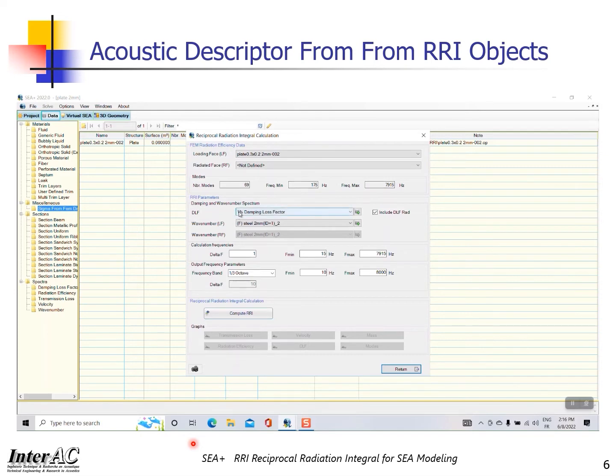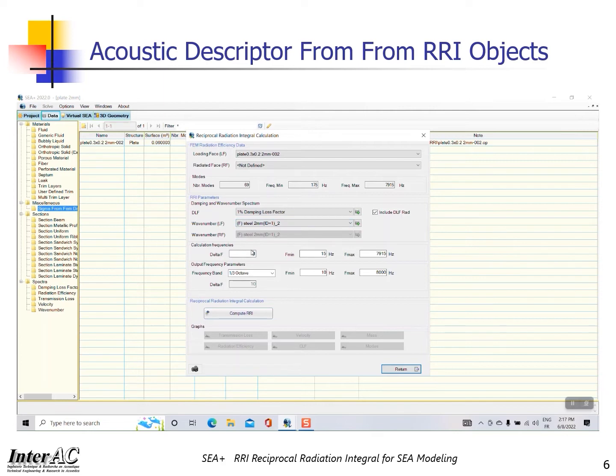The damping loss factor is a user-defined spectrum you can change here for calculating all resonant values that depend on damping, such as the velocity. This is the wave number of the panel. It is the analytical wave number. I will select it here because we need to compute the added fluid mass, and then for that we need this wave number that has been created from an equivalent analytical SCA plate.